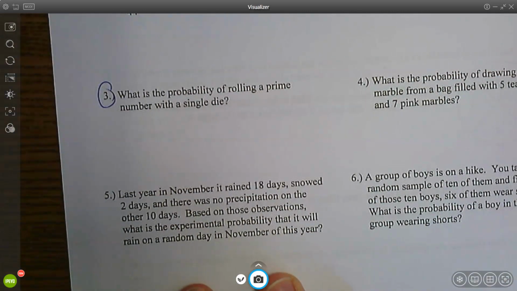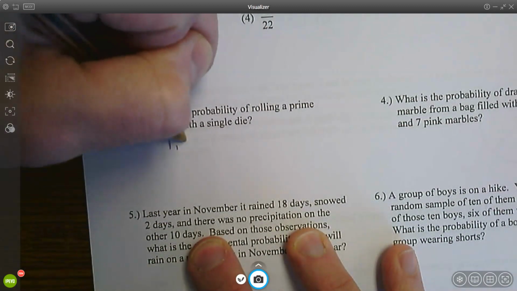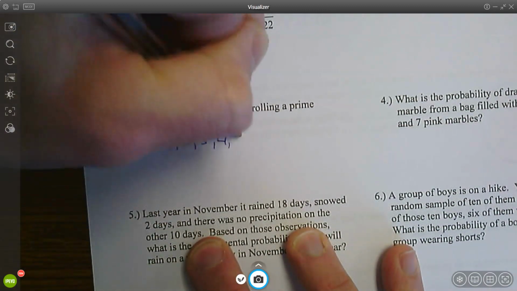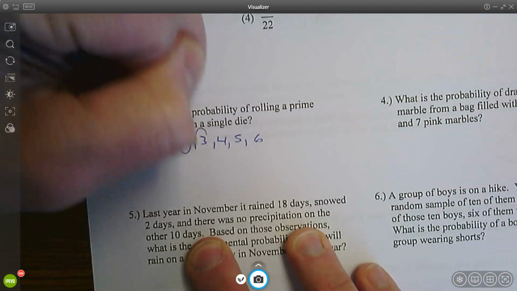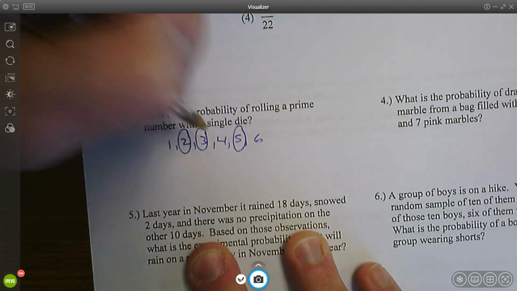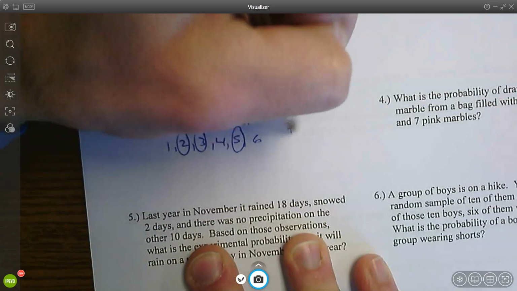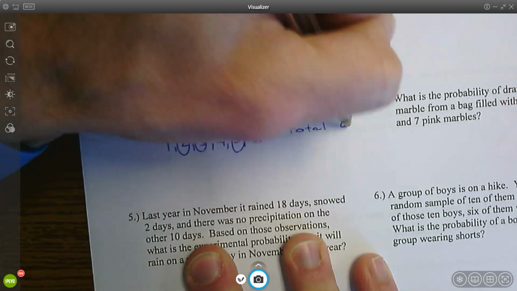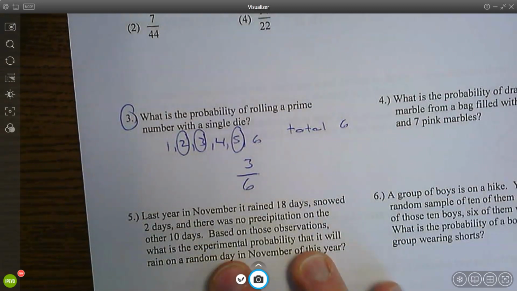So if we take a look at question number 3, what's the probability of rolling a prime number with a single die? So if you think about rolling a die, your options are 1, 2, 3, 4, 5, 6. Prime numbers are 2, 3, and 5. Prime numbers only have the factors of 1 and itself, so each of these numbers has exactly 2 factors. So there's a total number of 6 outcomes, out of which 3 are prime numbers.